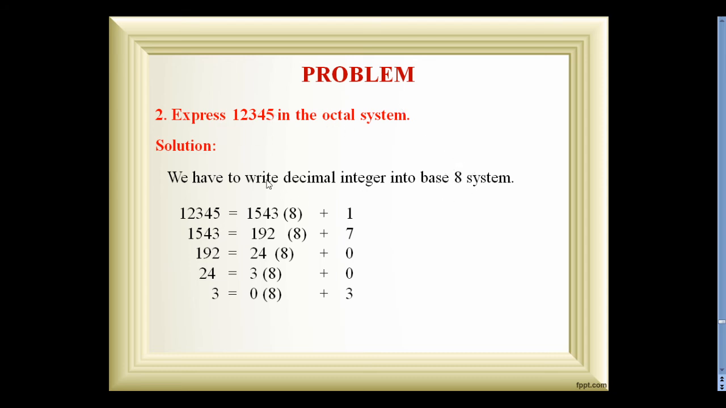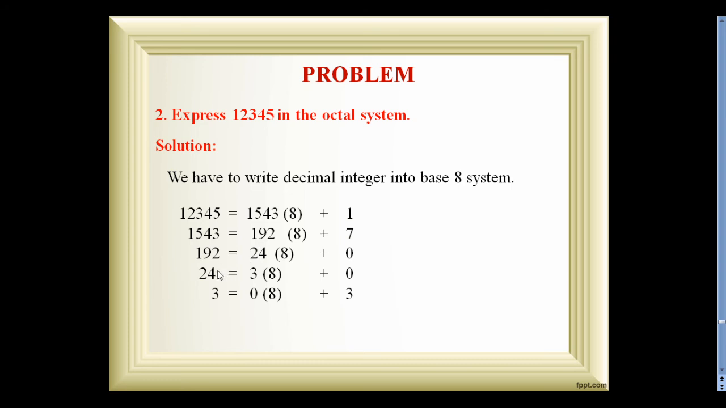When you divide this number by 8, the quotient is 1543 and the remainder is 1. Again you take this quotient and divide by 8. We get 192 times 8 plus 7, so 7 is the remainder. Again you take this quotient 192 and divide by 8. We get 24 times 8 plus 0, and 0 is the remainder.